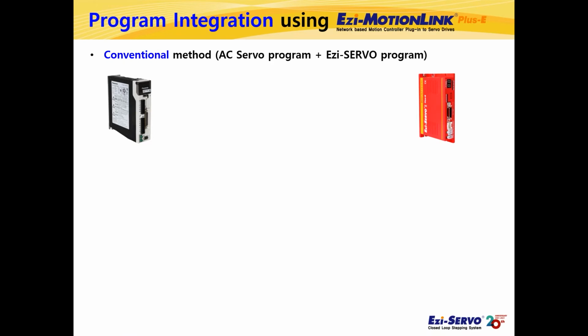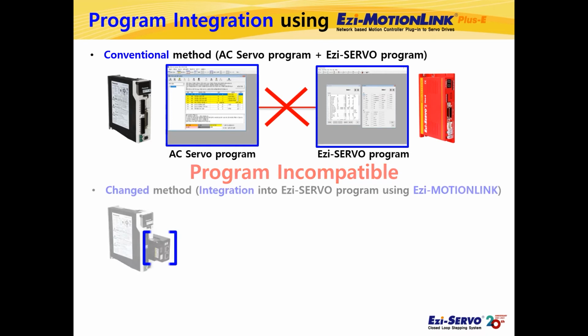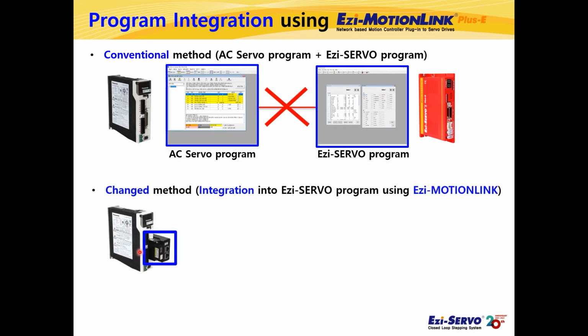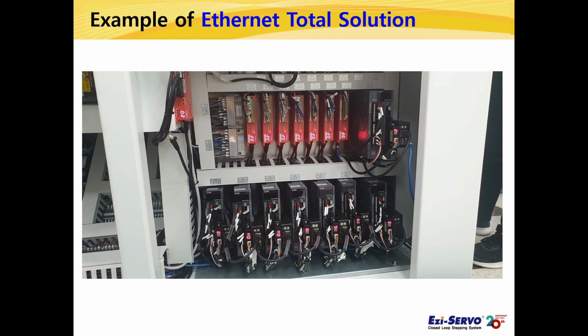Also, I mentioned that 2 different software environments were required to control 10-axis of Ezi Servo and 5-axis of AC Servo. But, if the customer uses Ezi-MOTIONLINK, 5-axis AC Servo can be used in the same Ethernet network and software environment using the API of Ezi Servo. In other words, a total of 15 axes can be operated with one program. I will show you a practical application example.